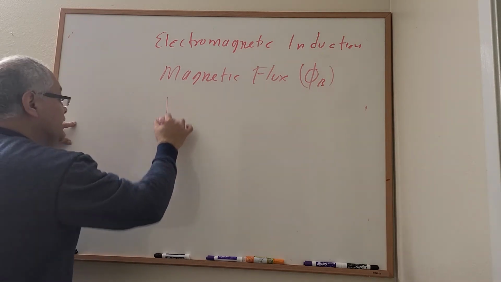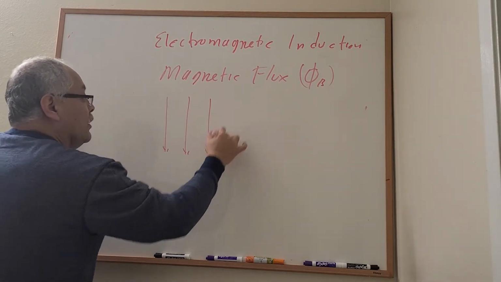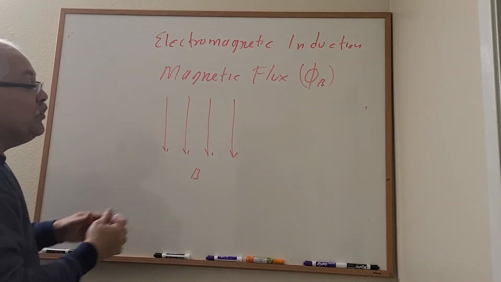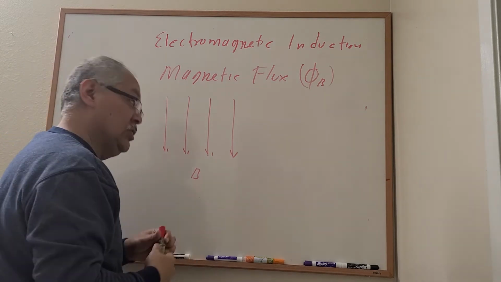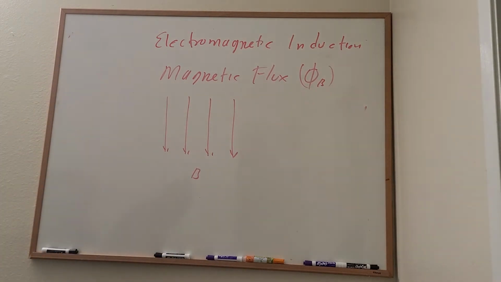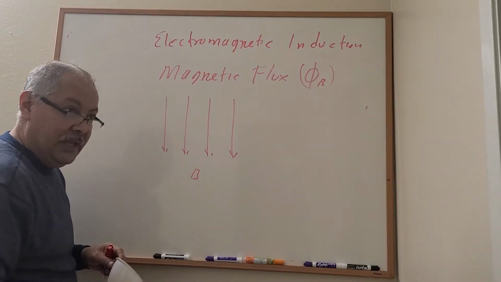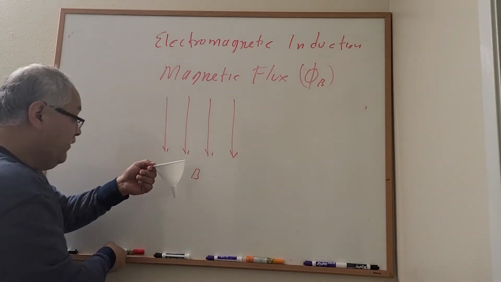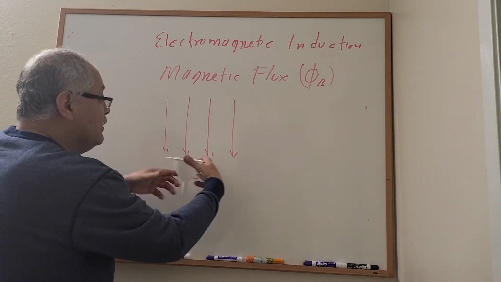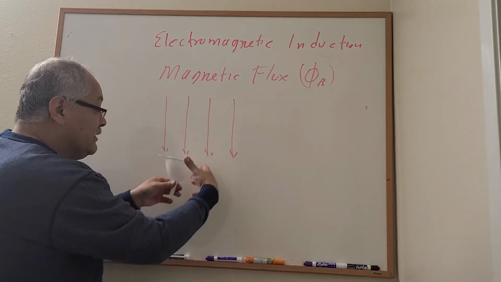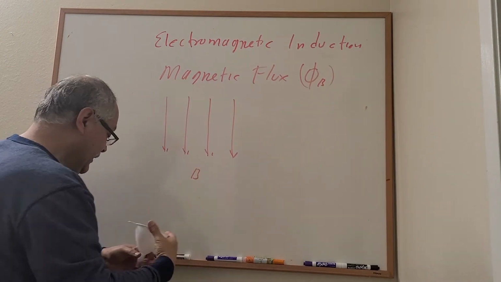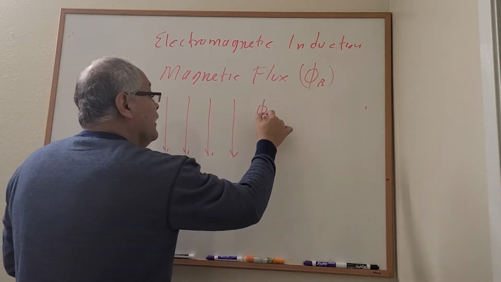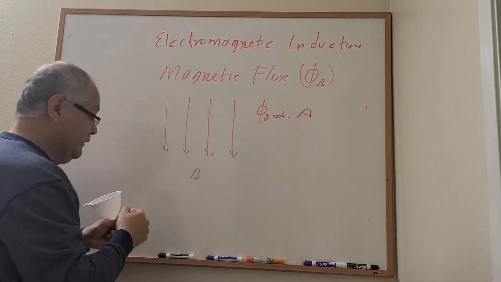Imagine that this is a constant magnetic field, and now we're trying to catch this magnetic field, or make it pass through an area. Imagine this is the case. We have a funnel right here, right? If we increase the area of the funnel, we increase the field collected by this funnel, correct? Perfect. So we can say that the magnetic flux is proportional to the area, right?